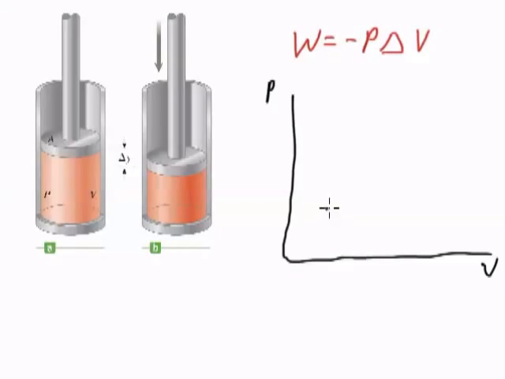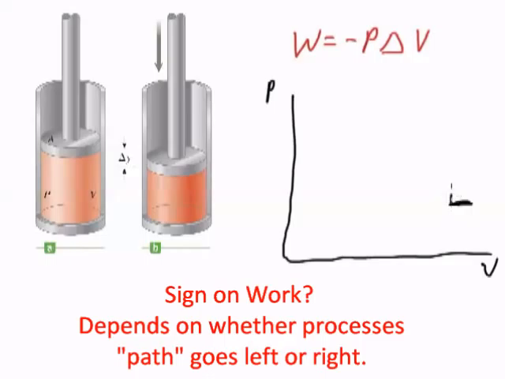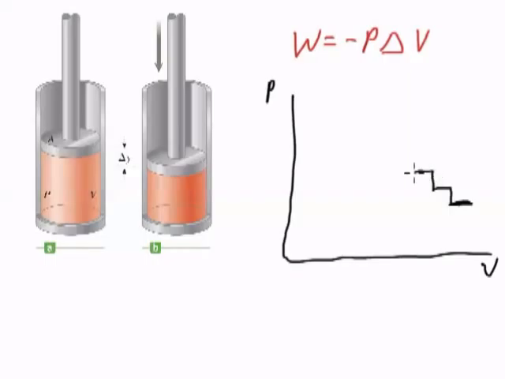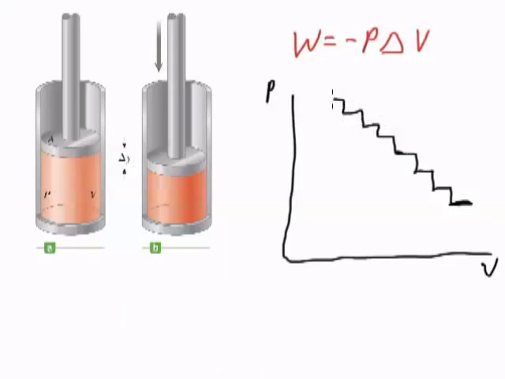We'll start here at a certain pressure and a certain volume. And then we're decreasing the volume, right. So we start over here at a certain pressure and a certain volume, and as we decrease the volume the pressure goes up. Then we decrease the volume a little bit more and the pressure goes up a little bit more. You can imagine that the pressure keeps increasing as we decrease the volume.